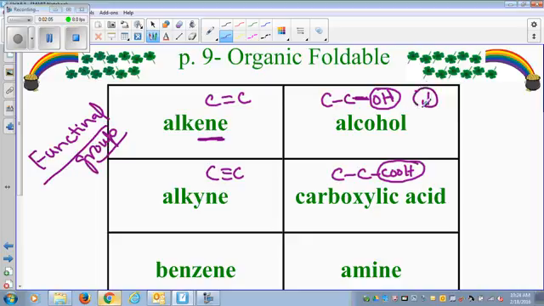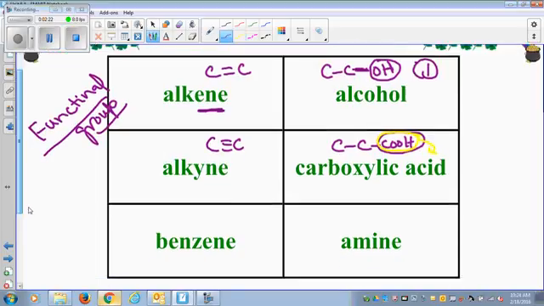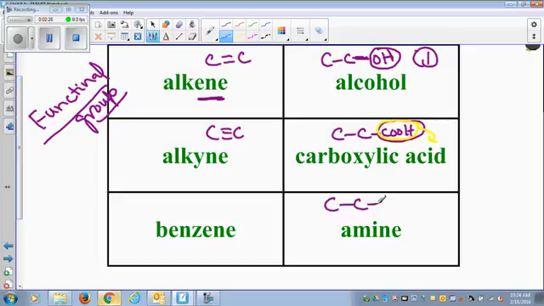This functional group 1 is alcohol. That means you're looking for OH for alcohol. You're looking for COOH for carboxylic acid. You're looking for OH for alcohol. And if you find NH2 somewhere in the chain, that means it is amine. So you just have to identify it. If I give you a compound with OH, you will say this is alcohol. If I give you a compound with COOH, you will say it's carboxylic acid. If you find NH2, you say it's amine.